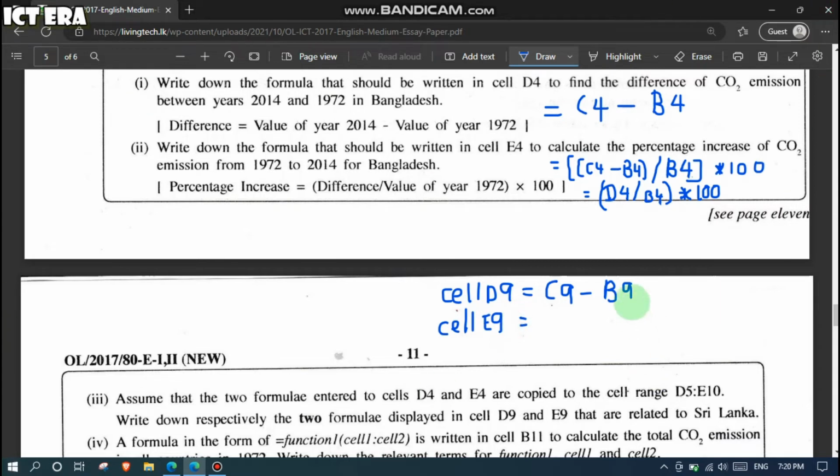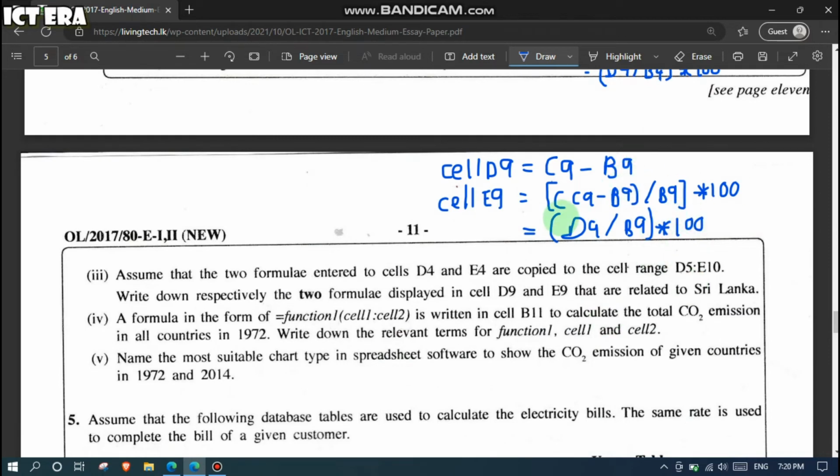Either we can write bracket C9 minus B9 divided by B9, whole thing in brackets, and then multiply by 100, or else we can write D9 divided by B9, whole thing in brackets, multiply by 100. Equal mark should be 3%. So these are the two answers they are asking.